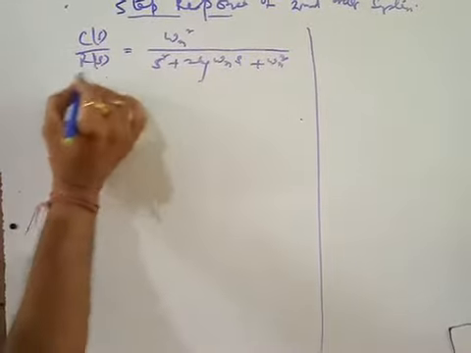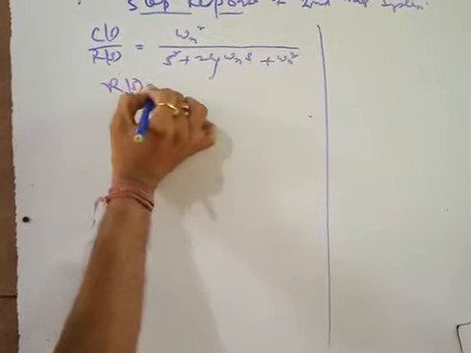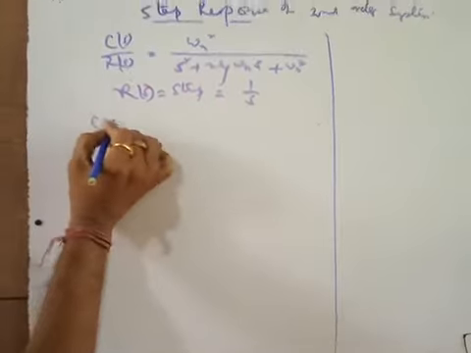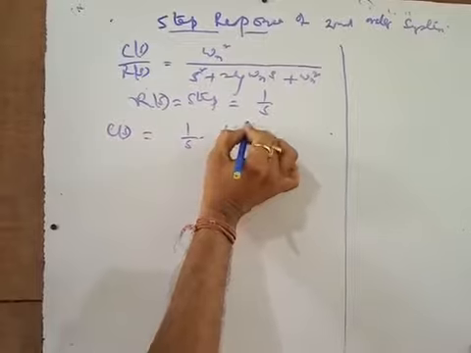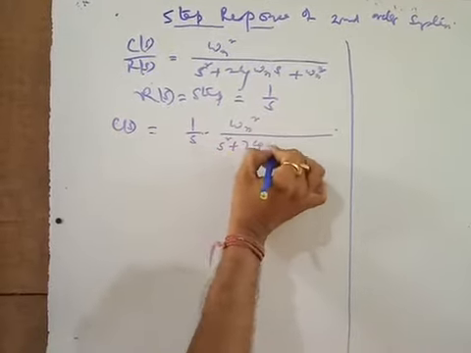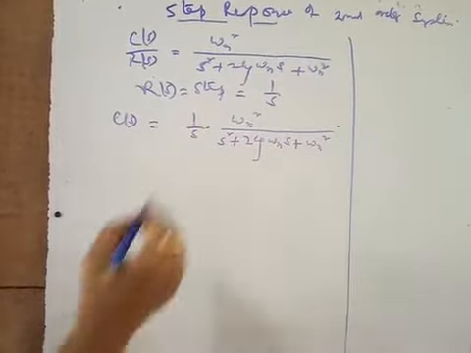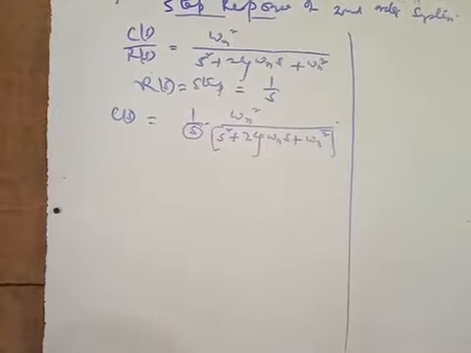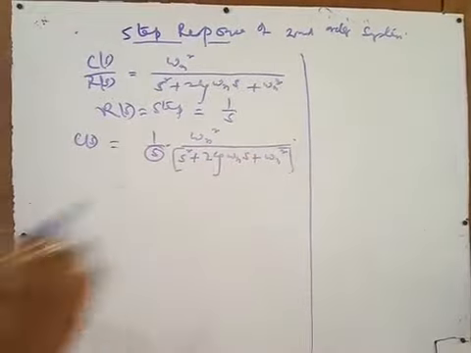So whenever you have to calculate the step response, you have to take R(s) equal to the step signal, that is 1 by s. So you get C(s) equal to 1 by s into omega n square by s square plus 2 xi omega n s plus omega n square. Now see, in the denominator there are two factors, one is s and another is s square plus 2 xi omega n s plus omega n square. That means this is a second order factor, right?